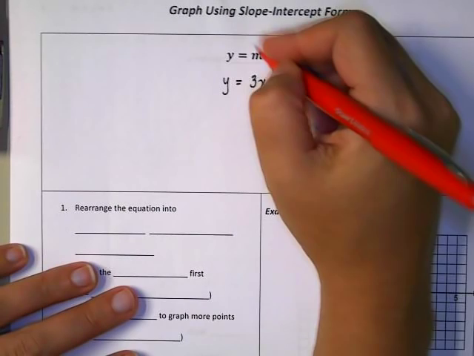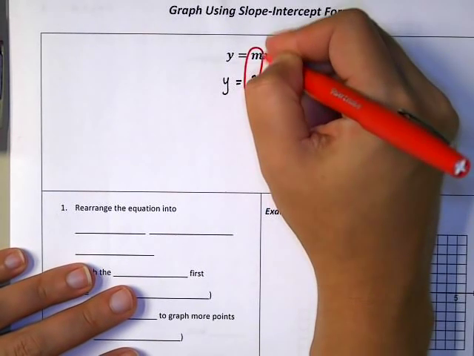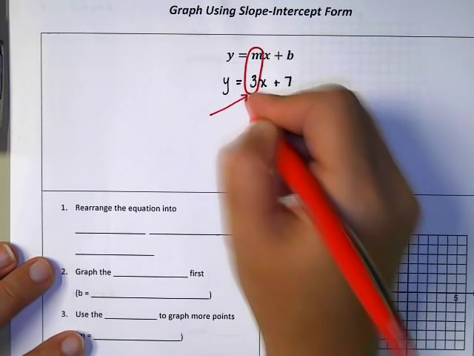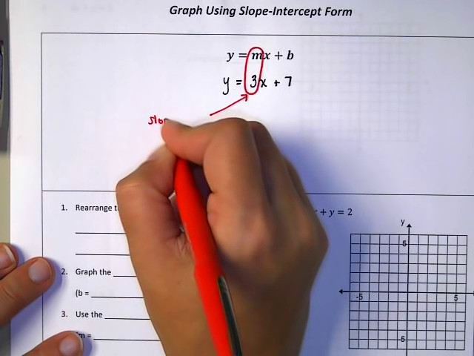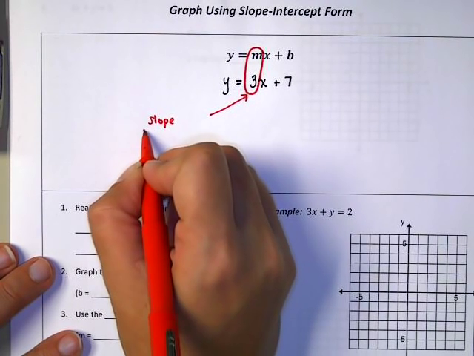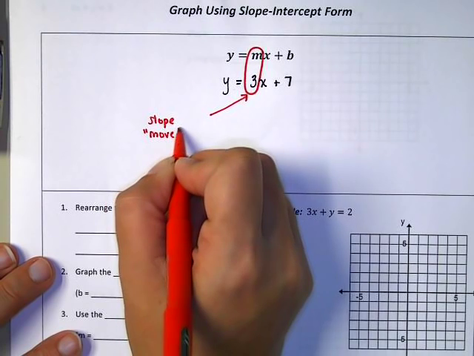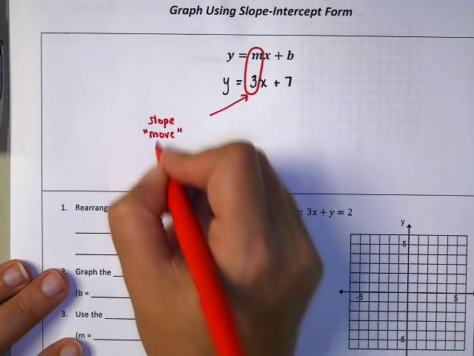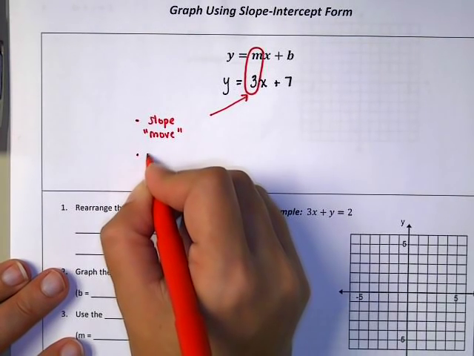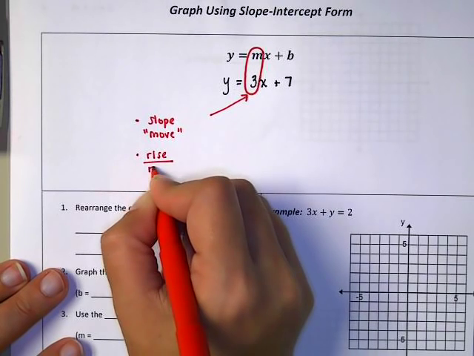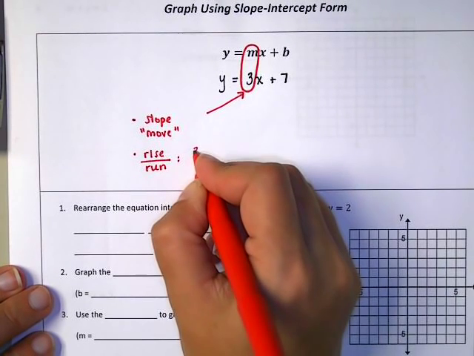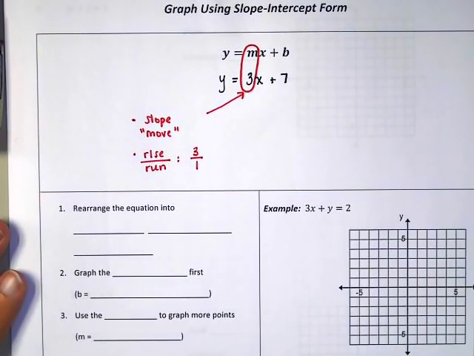The first number, the 3, corresponds in the equation to where the m was located. This number is what we call the slope. We can think of the slope as how we move between points on a graph, which is why we usually write the m to stand for slope. Now, another way to think about slope is rise over run. So when we're looking at 3, for example, we would say that that's really 3 over 1.